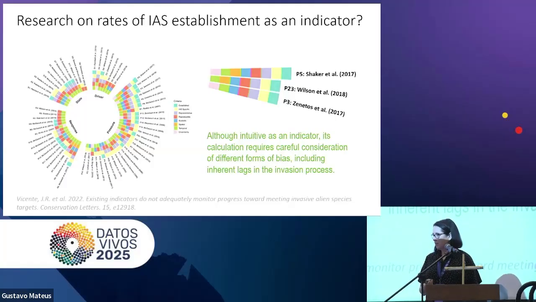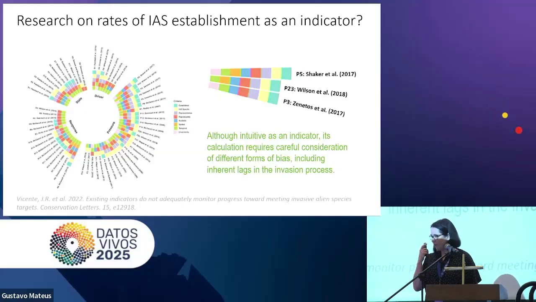And the overarching message from these is that although invasion trends is an intuitive indicator, its calculation requires very careful consideration of different forms of bias, including inherent lags in the invasion process. And in fact, the paper by John Wilson, who assessed national relevance of indicators, basically concludes that trends in invasion is not a practical indicator at the national level. Nonetheless, that is what we have identified, and so we need to start making some progress.